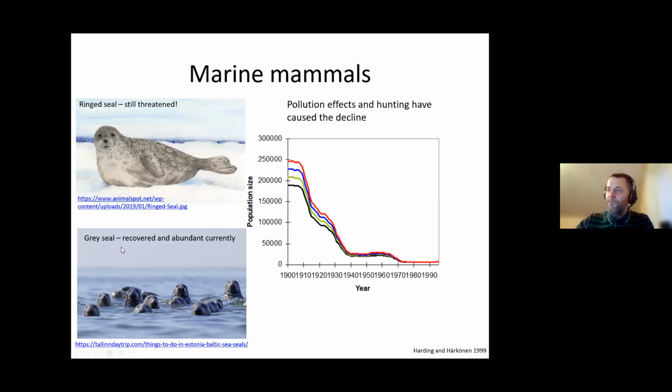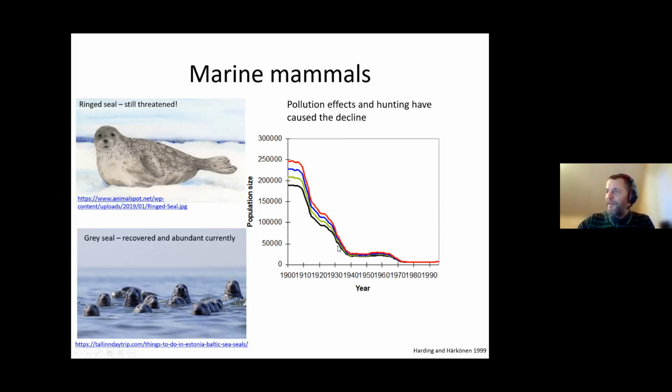Compared to gray seals, which are many here, which were also historically abundant about a century ago, faced also a huge drop, but they have recovered now, and I think they are about 10 times more abundant than the ringed seal, about 40,000 individuals. So they are currently abundant and have recovered from the deep decline, and it was mainly pollution and also hunting that caused the decline.